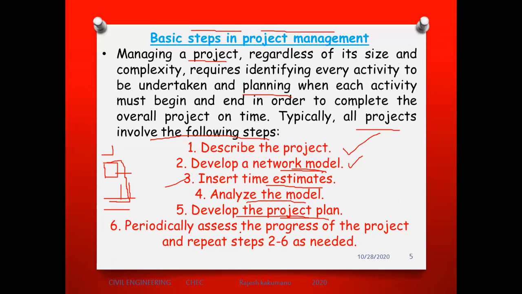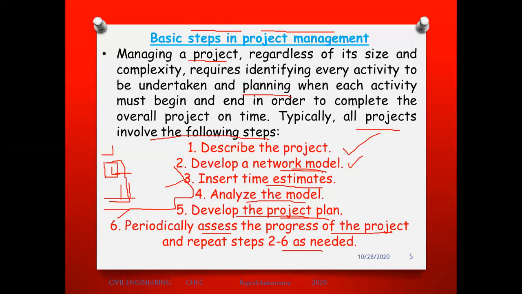Next, periodically assess the progress of the project. For example, once you have purchased a layout or an open area in any venture, you have to periodically assess the progress of the project. Say you purchased in January 2020. After 6 months, you have to visit the place or find out the progress of the project, whether it has been going up, going down, or staying the same. Next, repeat steps 2 to 6 as needed. Once you have done the assessment, you go through the same steps again until you get the profit.